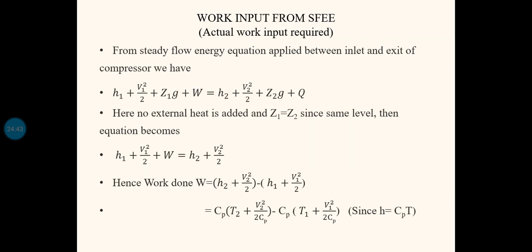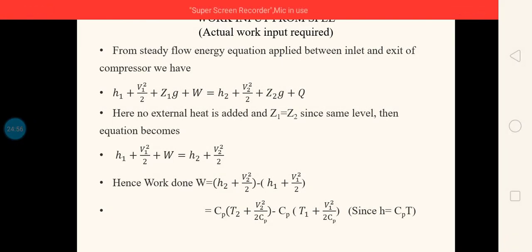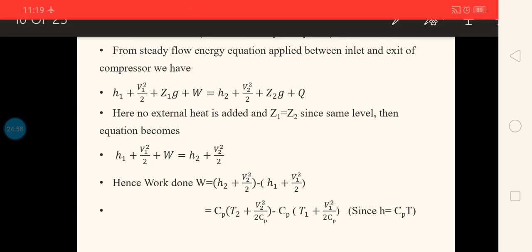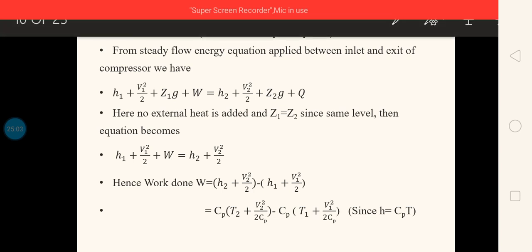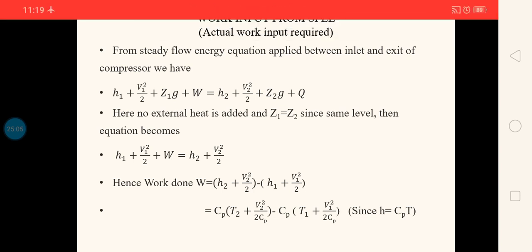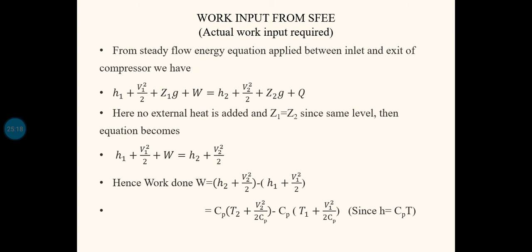Okay, now the last one was an expression for the work input from the velocity triangle. That was called the impeller work input or Euler work input. Now we will see the work input based on the steady flow energy equation. This work input is called the actual work input required.